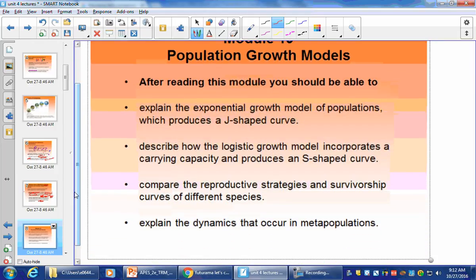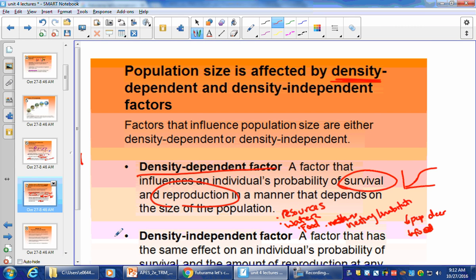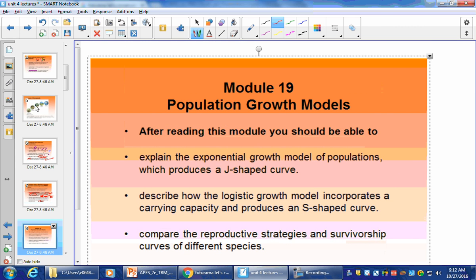Population growth models. Okay, so let's talk a little bit about growth models. These are the different types of curves we're going to talk about, and we're going to get into density dependent and density independent factors. We're going to talk about carrying capacity here. All right, so let's look at that.